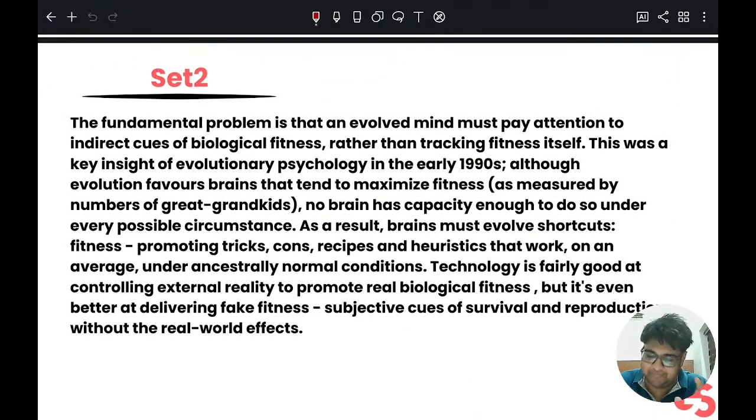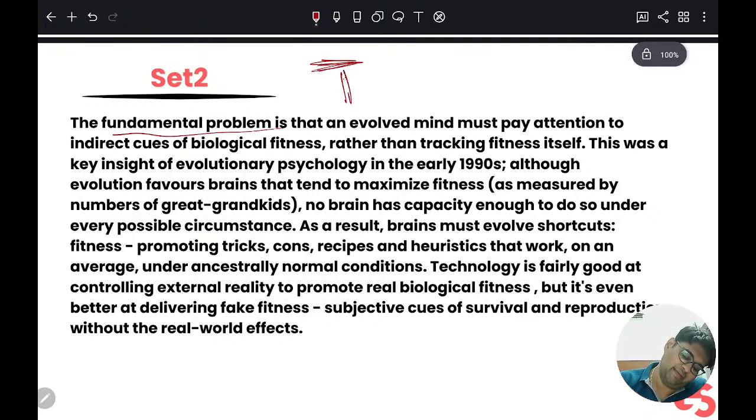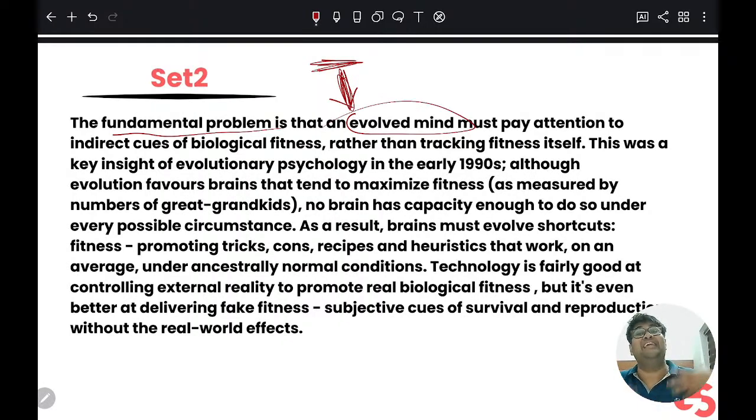The fundamental problem is that, okay, now we're getting to the fundamental problem. All this was on the surface. Now we are doing a deep level analysis. We are getting deeper. The problem is that an evolved mind must pay attention to indirect cues of biological fitness rather than tracking fitness itself. Now, a person who has an evolved mind, a matured mindset, smart enough in this generation, must pay attention to indirect cues of biological fitness rather than target fitness.